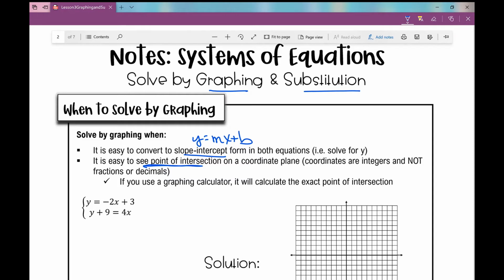Meaning your coordinates are integers. That's like -3, -2, 5. Integers are whole numbers and their opposites. So you can easily see that. You're not getting answers that are like 1.5, 7.2. If you get 1.5, 7.2, then it would be a good idea to use your graphing calculator to calculate that exact point of intersection. If you're using Desmos, super easy. It automatically shows up. You just click on the point of intersection.